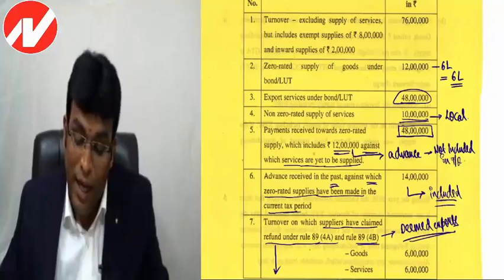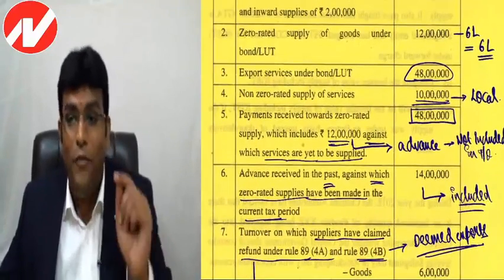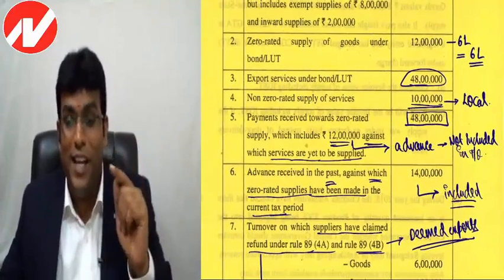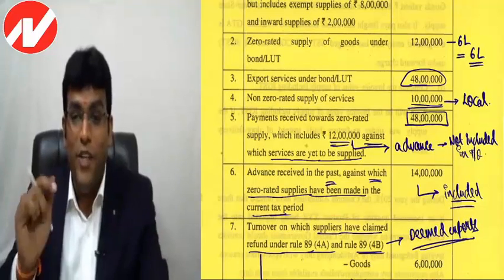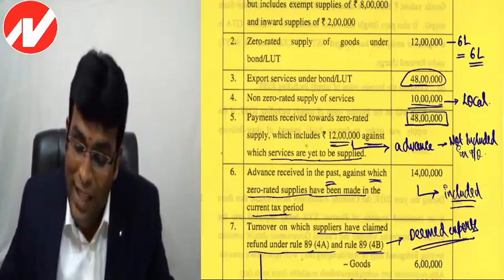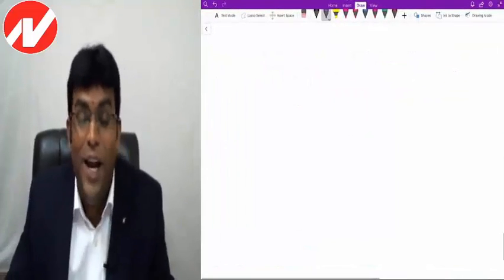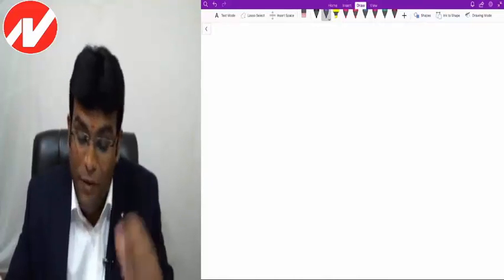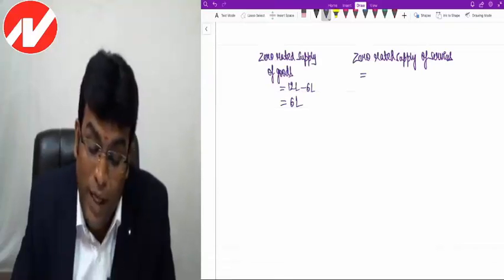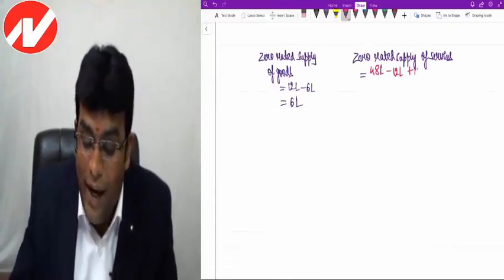The figure is 48 lakhs, the payment received towards zero rated supply, of which 12 lakhs is advance, which we will not take into account, and 14 lakhs is advance received in the past, for which we made supply now, so that we will add. So from 48 lakhs, I'll reduce 12 lakhs and add 14 lakhs.